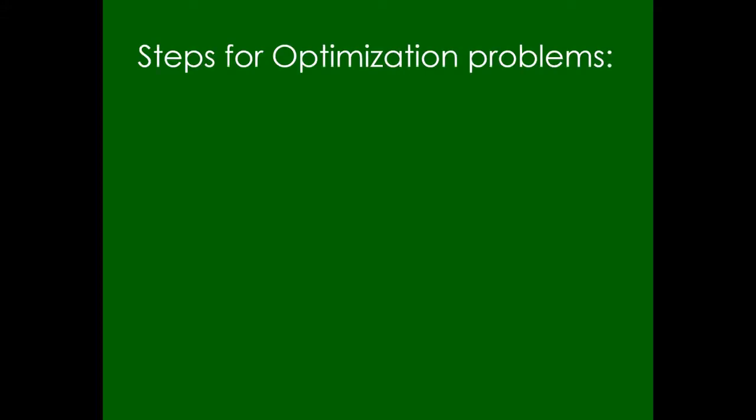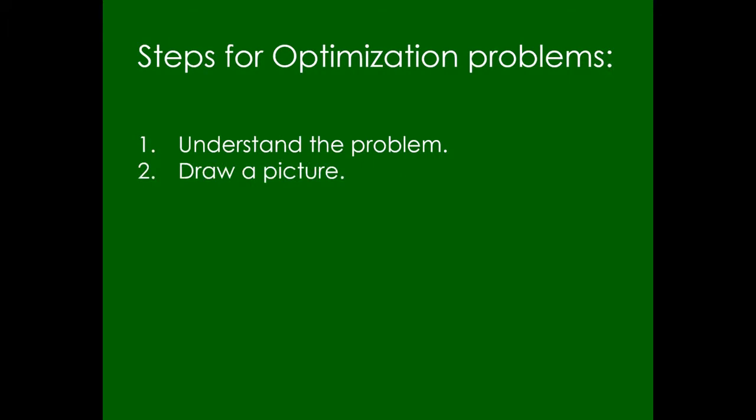The first thing you want to do when you are doing a max-min problem is you have to understand the problem. If you don't understand what they're asking, or you can't see it, or you can't draw it, then you're going to have trouble solving it. So you want to make sure you understand what they're asking, what you know, what you need to figure out. The next thing you want to do is try to draw a picture. So you can label it and say, okay, this is what I'm looking for. I know this, I'm looking for this.